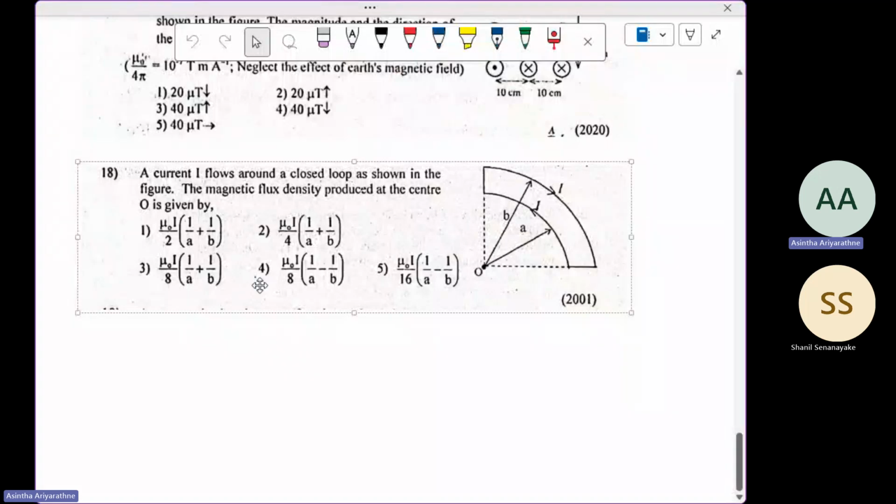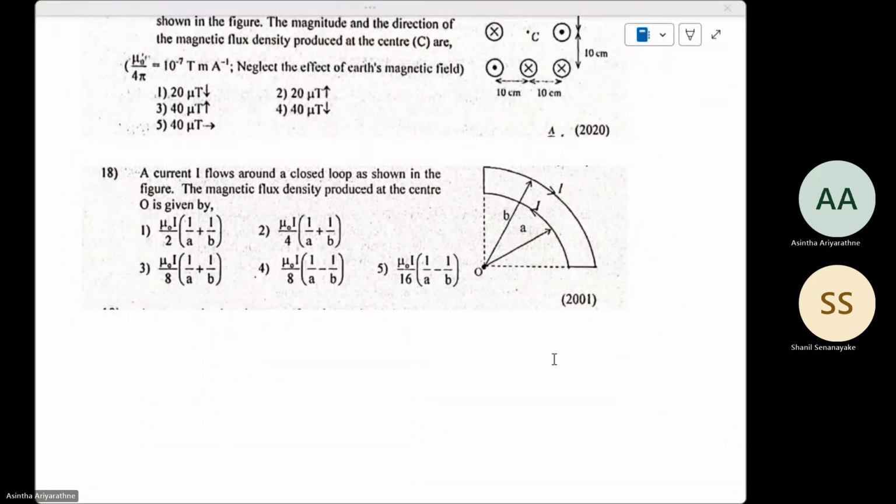Then try this 18th question as well. A current I flows around a closed loop as shown in the figure. The magnetic flux density produced at the center.